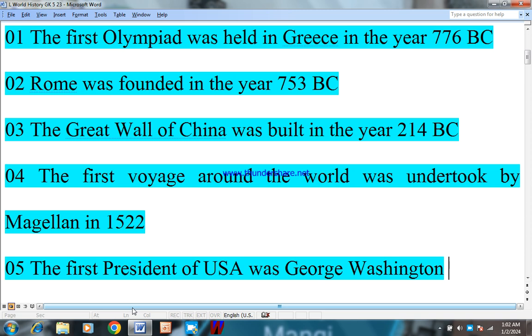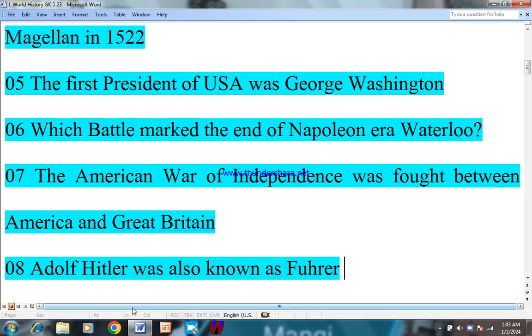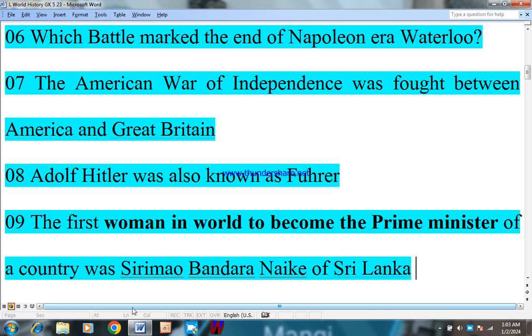There is also a state of Magellan in South America. Number 5, the first president of the United States of America was George Washington. Number 6, which battle marked the end of Napoleon era? It was the Battle of Waterloo. Number 7, the American War of Independence was fought between America and Great Britain.